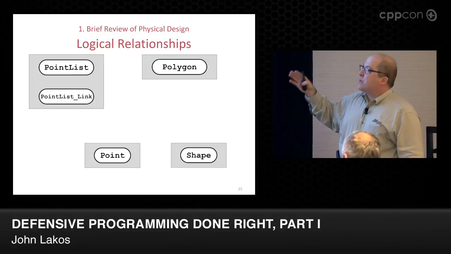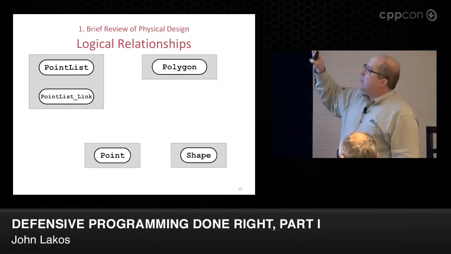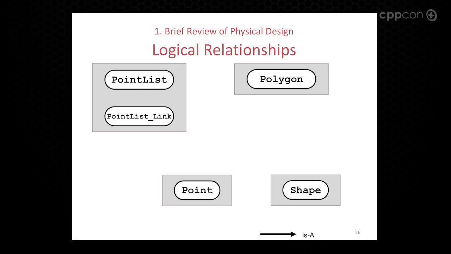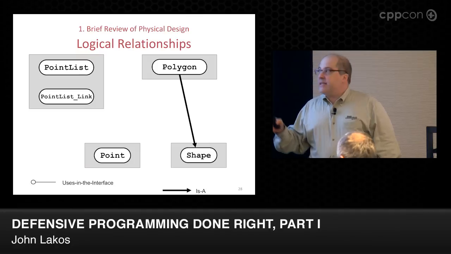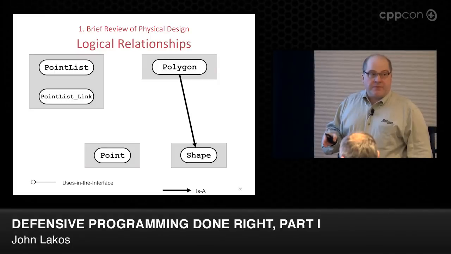Normally, we wouldn't do this with value semantic types, which is an entirely different issue from this talk. But we're doing this to appeal to your intuition. So the first thing we know about is ISA. ISA is a relationship between logical entities, and a polygon is a shape. No problem. Then we have this thing called uses in the interface. A function uses a type in its interface if it names it in its signature or its return type. A class uses a type in its interface if any of its member functions use that type in their interface.